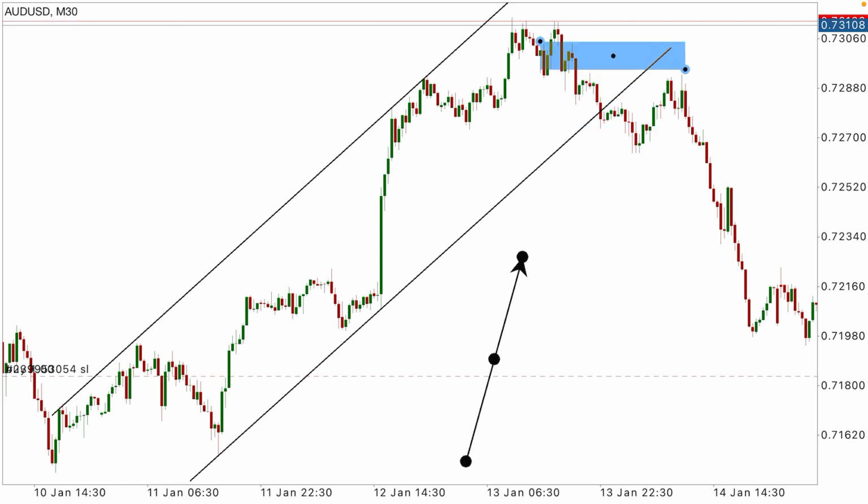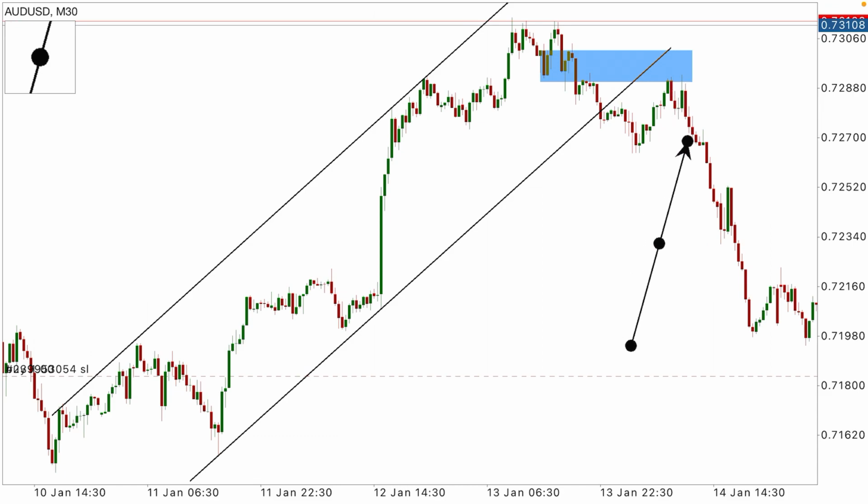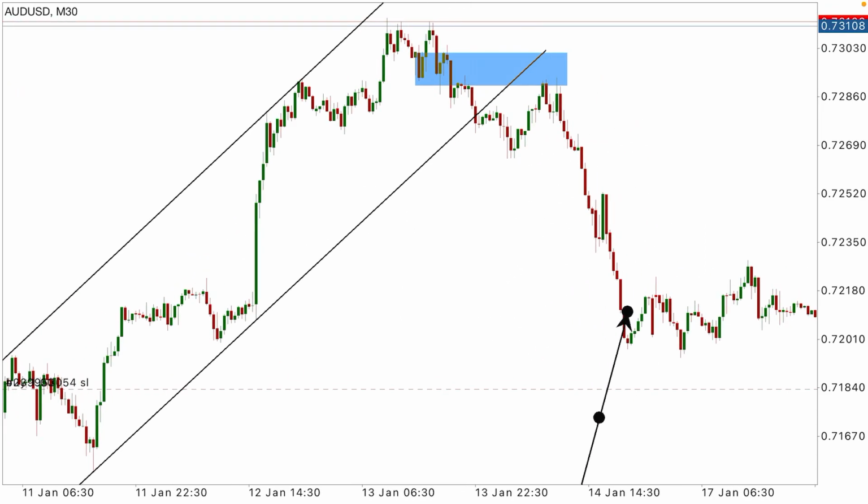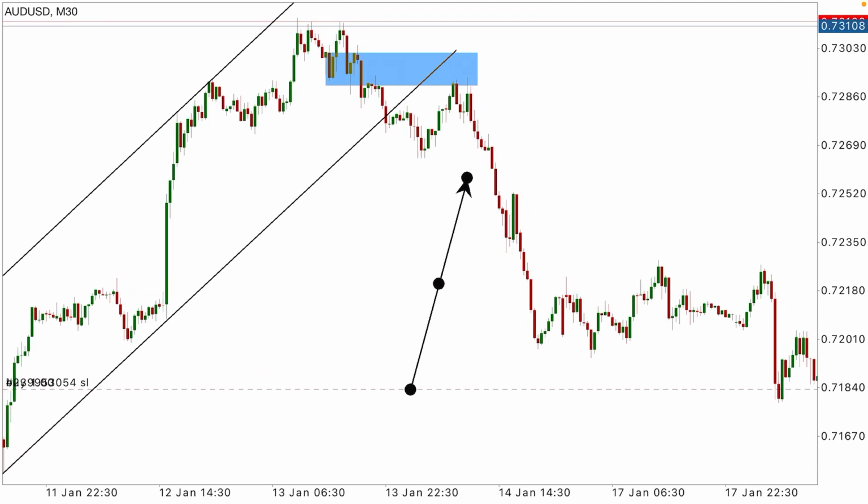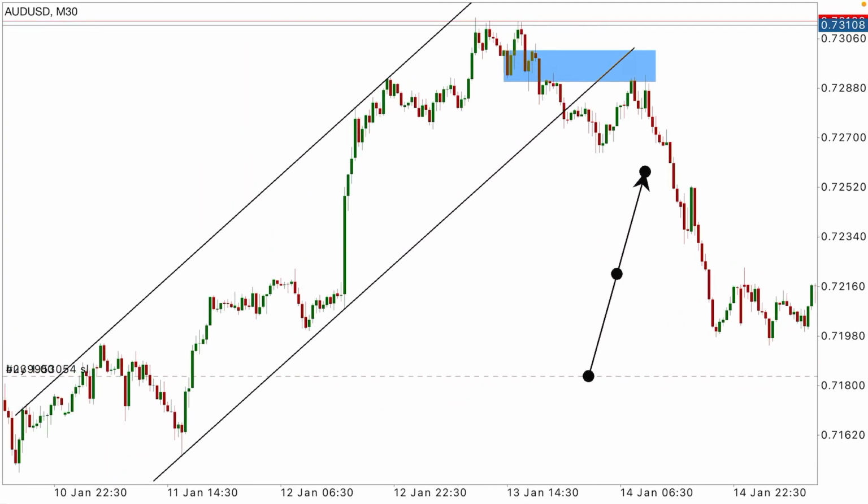This supply zone right here, price reacted to it, and there was a sell-off. That is what actually happened in this case. Do you understand? This is not a retest of the trend line. It's actually a reaction to the supply zone right here, and this is what caused the sell.